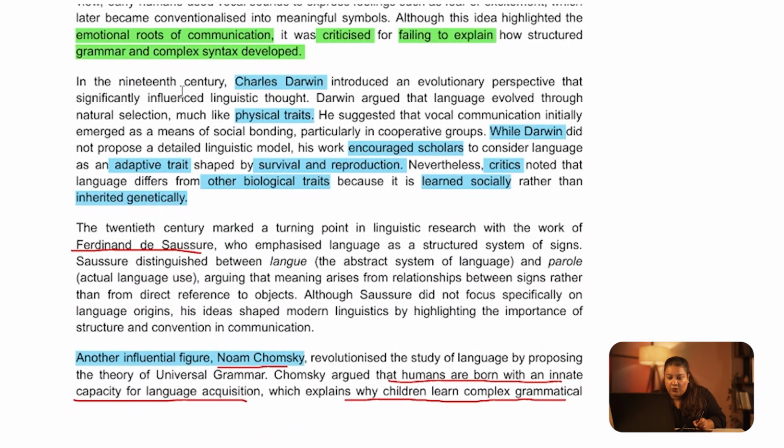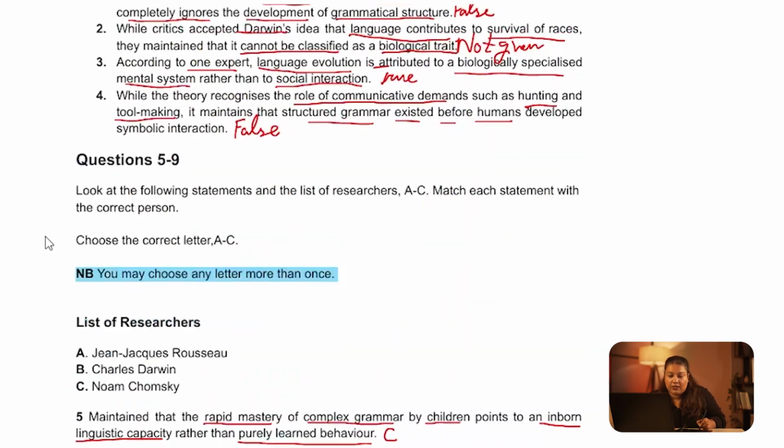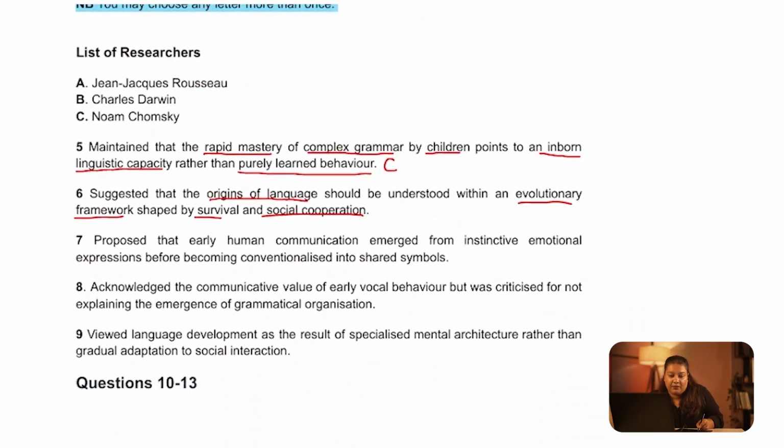No. Now let's look at what Darwin has to say. It does talk about an evolutionary perspective, and communication initially emerged. So we do have it here, which says Darwin suggested that vocal communication initially evolved as a means of social bonding, particularly in cooperative groups. So it is said by Darwin. I'm going to mark the sixth answer as option B.